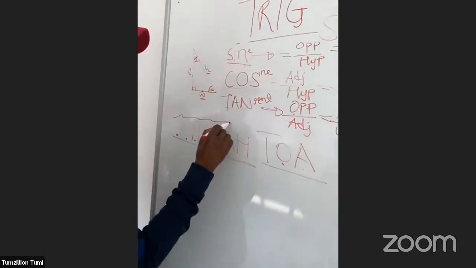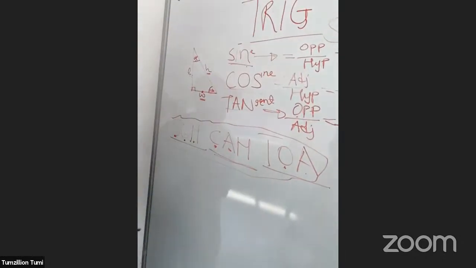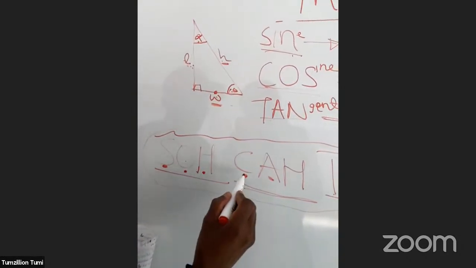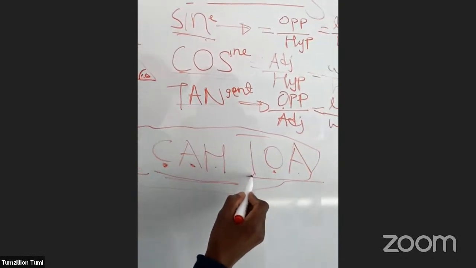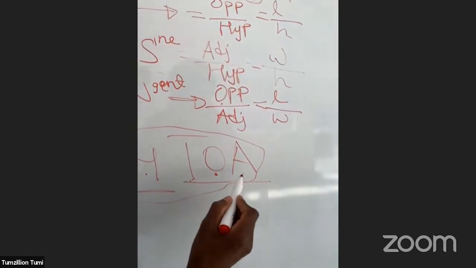If you can, you need to memorize this. You need to know this off by heart. All right, it's SOHCAHTOA. Sine is opposite over hypotenuse, cos is adjacent over hypotenuse, tangent is opposite over adjacent.